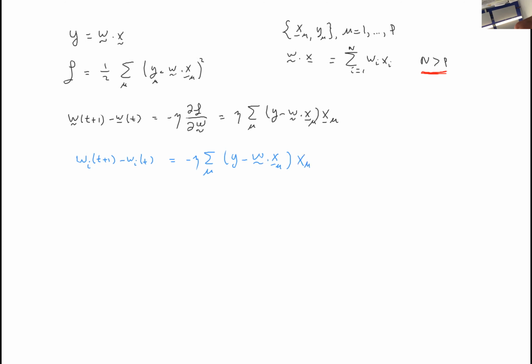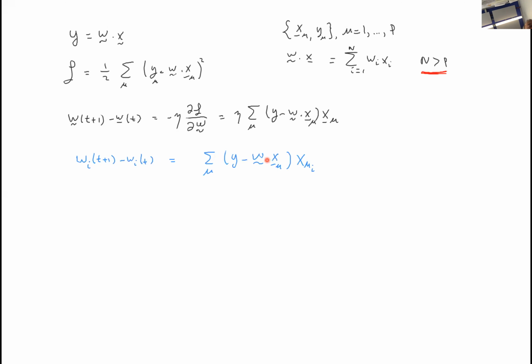x mu, the ith component of x mu. And what this says now makes sense. If w dot x mu is too small, and x mu i is positive, it's a plus sign. If w dot x mu is too small, so this term is positive, and x mu i is positive, we want to make the weight bigger. And that's going to make w dot x mu bigger.